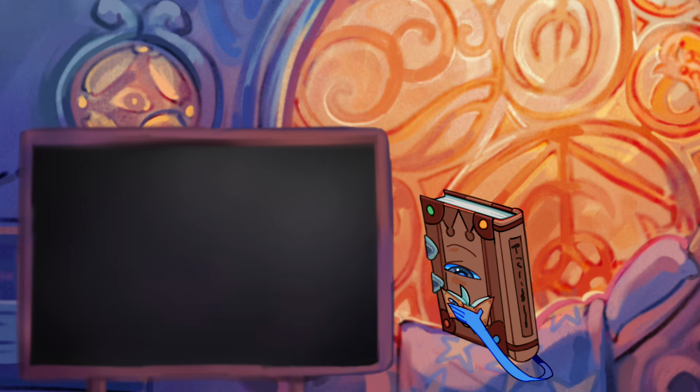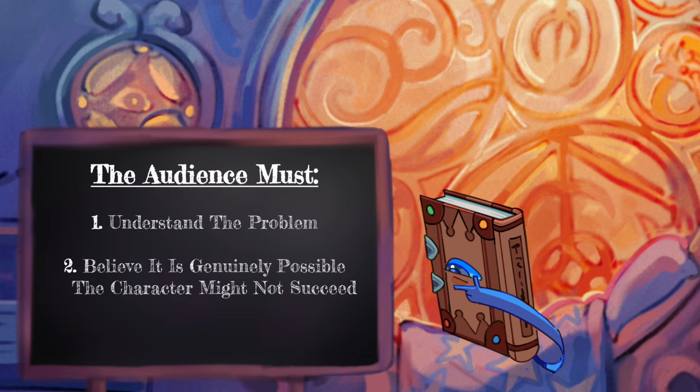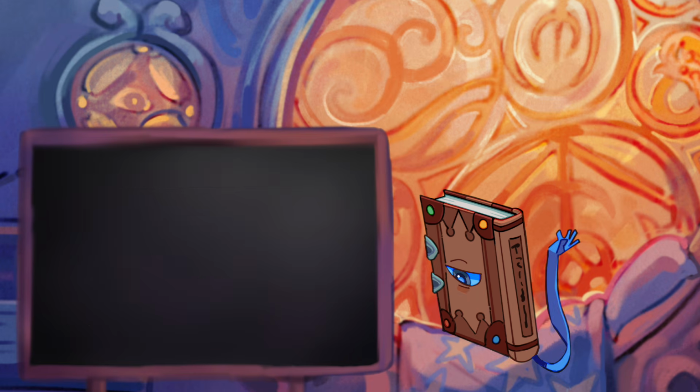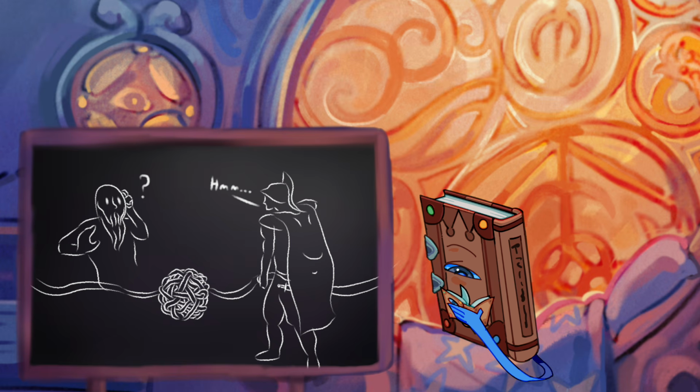Tension can only exist when the audience understands the problem, the audience believes it is genuinely possible the character might not succeed, and the audience cares if the character succeeds. For example, there's a story about Alexander the Great, known as the Gordian Knot. The story goes, a king tied an intricate knot, and it was foretold that whoever untied it would rule all of Asia. For generations, countless people tried and failed to unravel this knot.